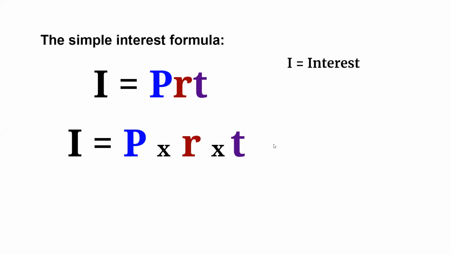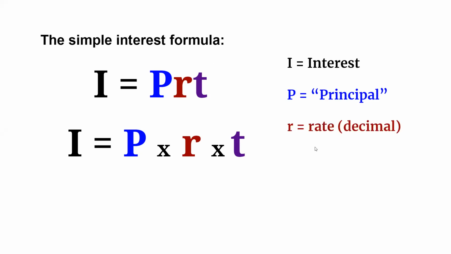Now, I stands for interest. This is the simple interest formula. P stands for principal. That's the amount that's either borrowed or put into the bank as a deposit to earn interest on. So it's going to be the large number in the problem.